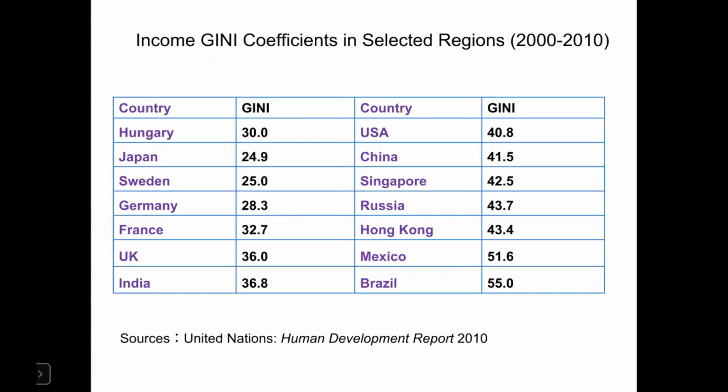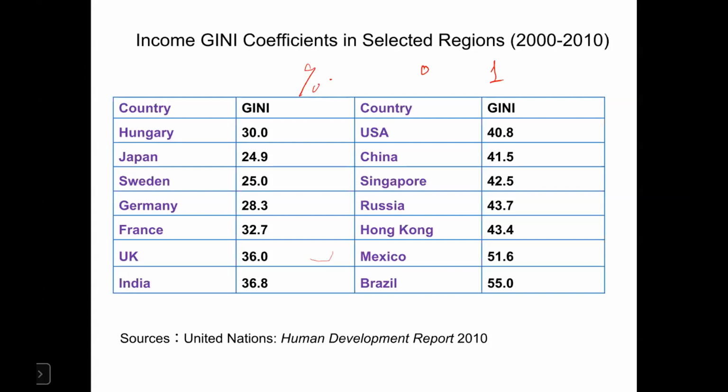Now, we can look at the Gini coefficient in the real world, right? By the way, this number, you should understand this is a percentage. Because Gini coefficient is between 0 and 1, this is a percentage. The higher the number, the more inequality. The lower the number, the less inequality.